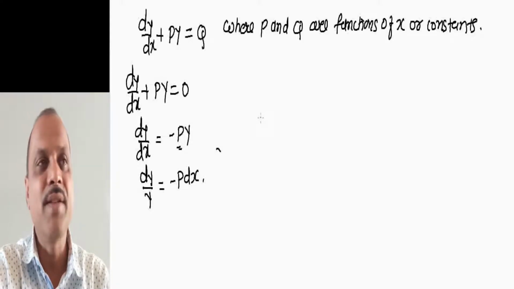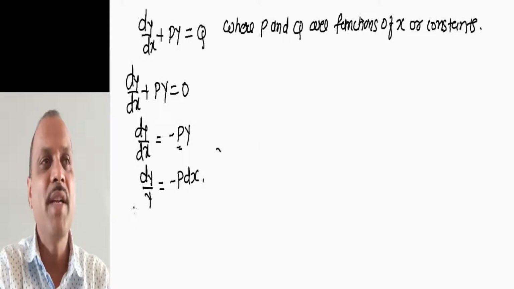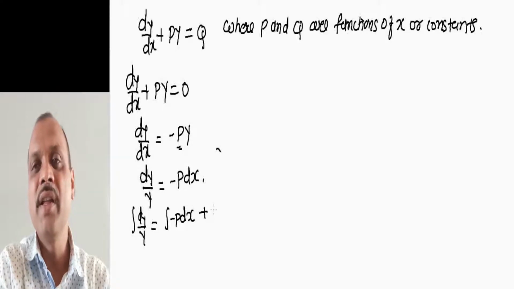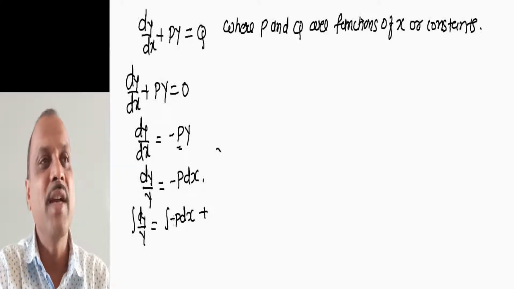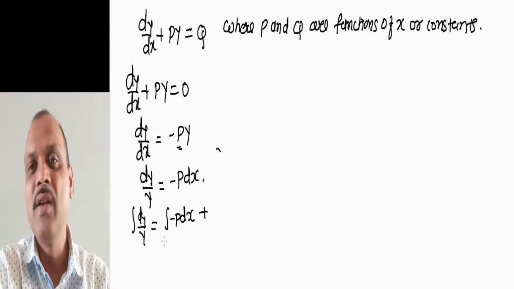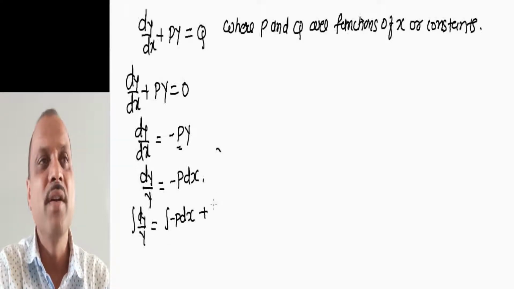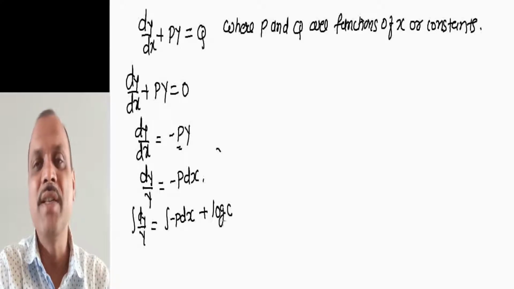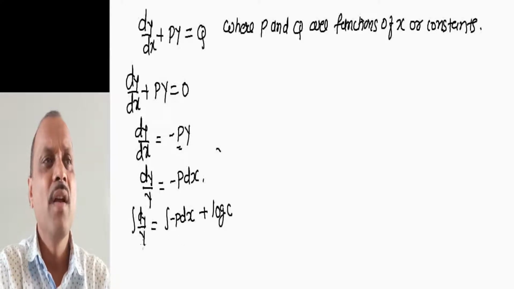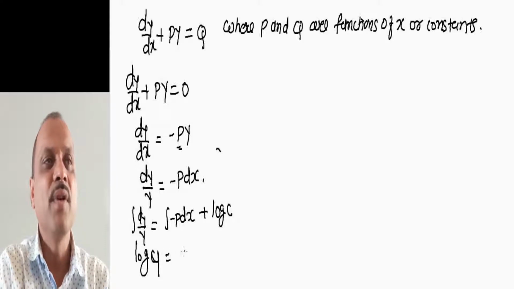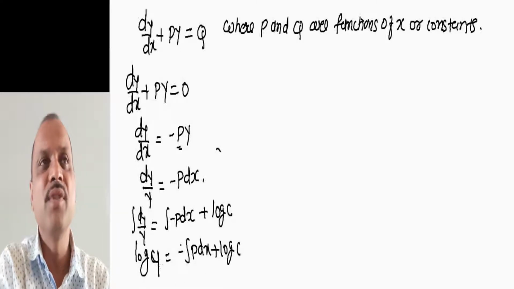Now let us integrate this. If we integrate this, we write it as integration of dy divided by y equal to integration of minus p into dx plus an integrating constant. You can see that the integration of dy divided by y is equal to log y. So here we take the constant as log of c. Then we get log of y equal to minus integration of p into dx plus log of c. Transfer this term to this side.